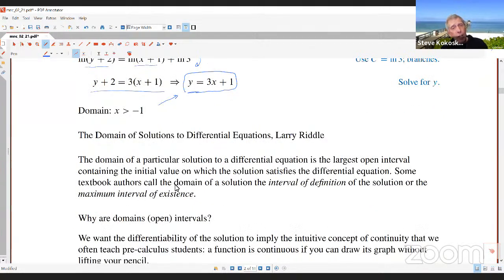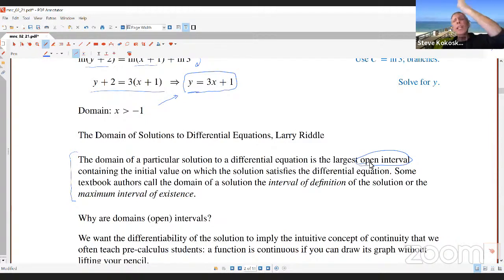Several years ago, there was an article written by Larry Riddle, who is a former chief reader, and I think he wrote this at the request of the College Board. It was titled The Domain of Solutions to Differential Equations. I've extracted a paragraph out of here, and this is the paragraph that I live by. The domain of a particular solution to a DE is the largest open interval containing the initial value on which the solution satisfies the DE. This is sometimes called an interval of definition or the maximum interval of existence.